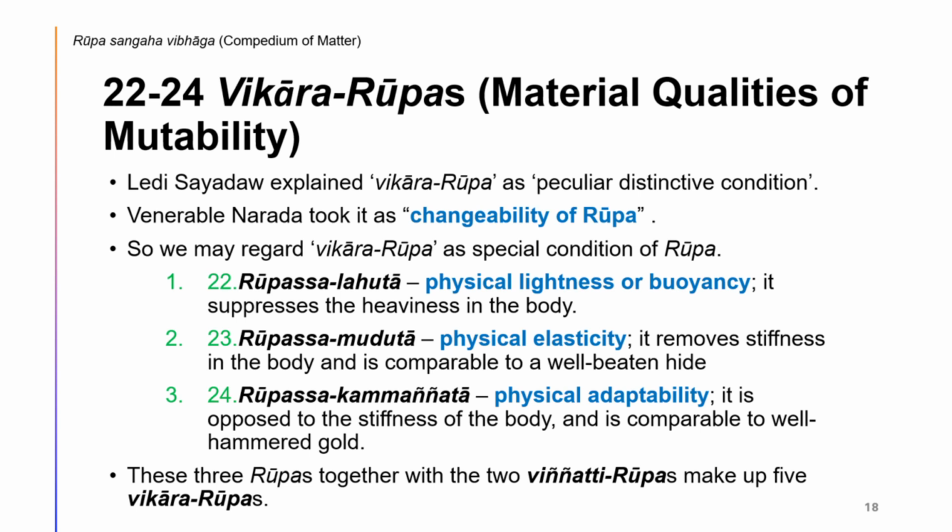Next one, malleability or mudutta. The quality of Rupa removes the roughness and coarseness of matter and provides an agreeable surface for any action. And then adaptability is a characteristic of flexibility, favorable for any physical action, opposed to the rigidity of the body which hinders swift action. So you can perform such action, you are no more a rigid body.